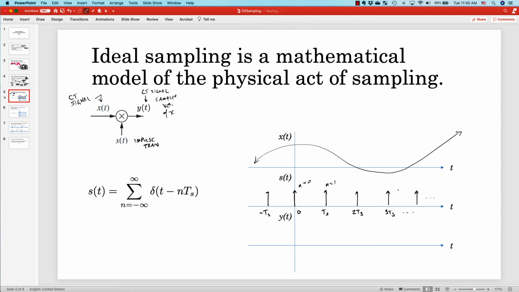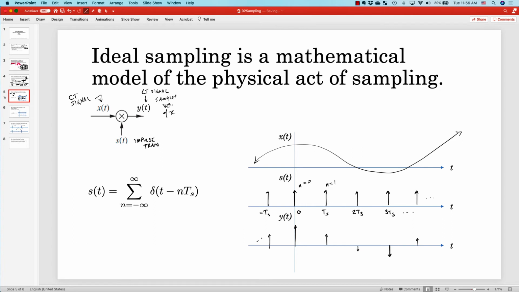Okay, so now I'd like you to imagine what happens when I multiply the x of t signal with the s of t signal. And if you're thinking that sounds like an application of the product property of deltas, then you were paying attention. So what we get is scaled deltas, each of them scaled by the x function at that point in time.